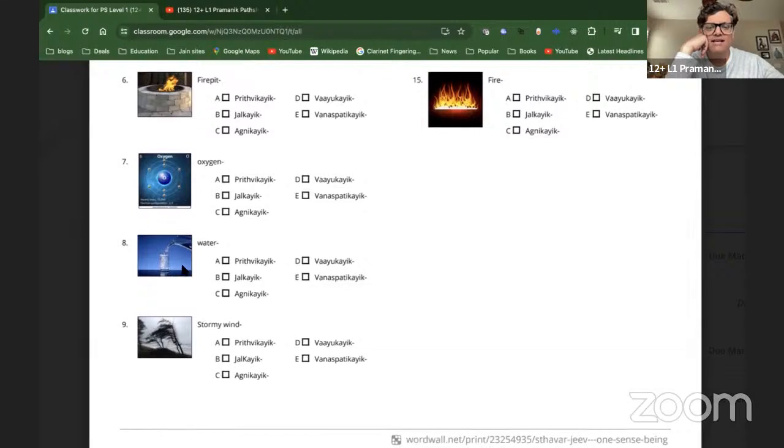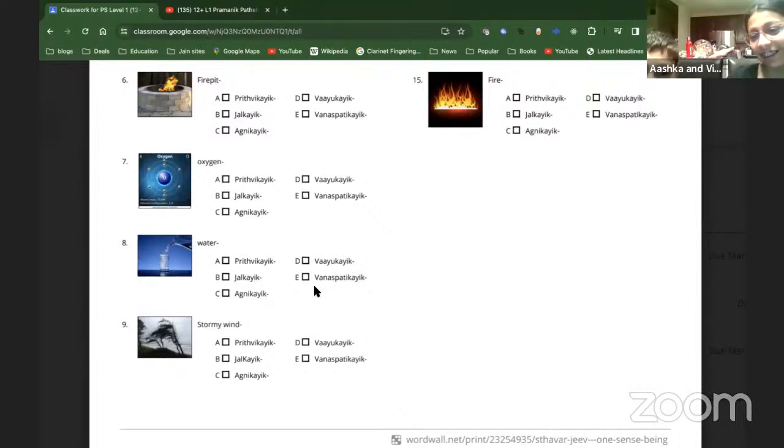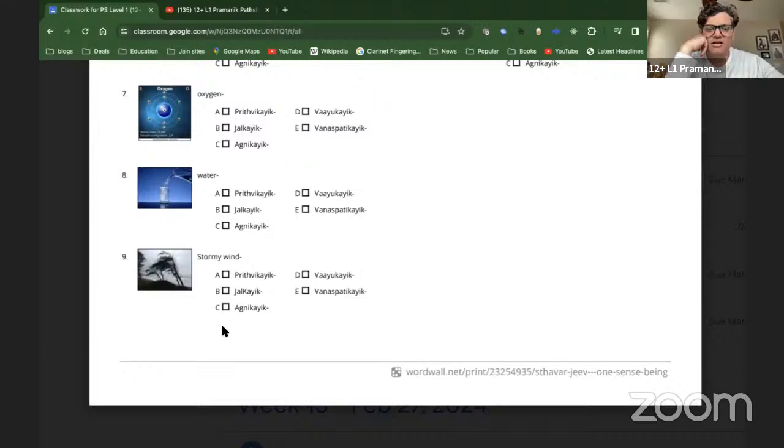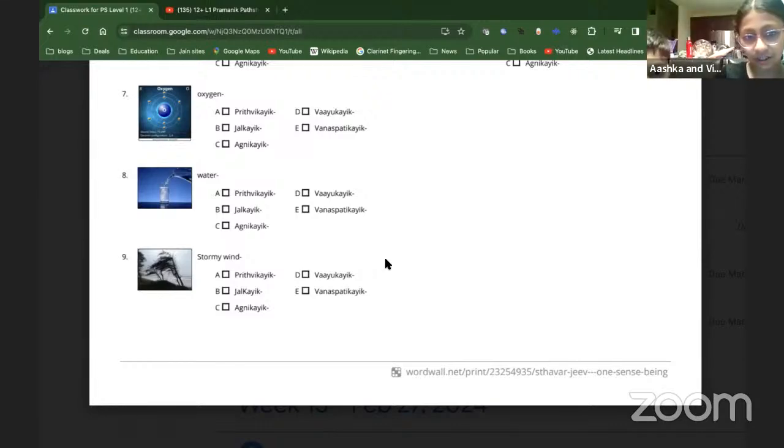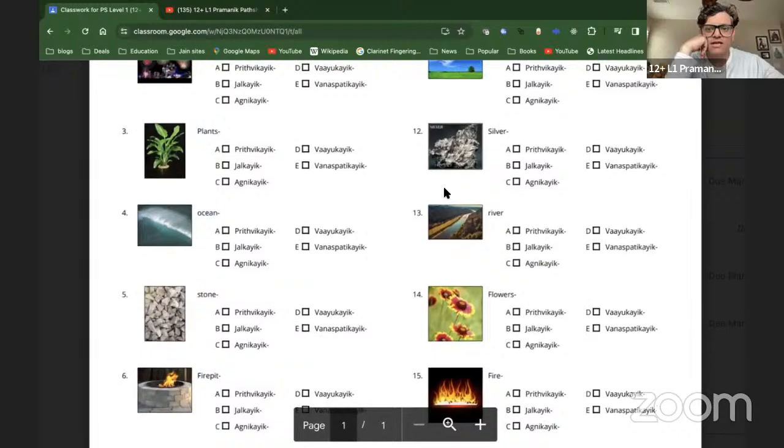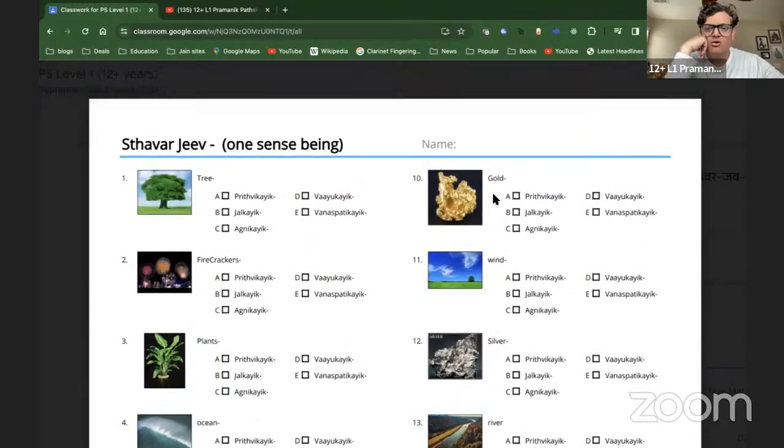How about water? That simple one. What is water? Pani. But what is it? Jal Kaik. Very good. How about stormy winds? What are stormy winds? Vayu Kaik. Very good. Okay. Good job.